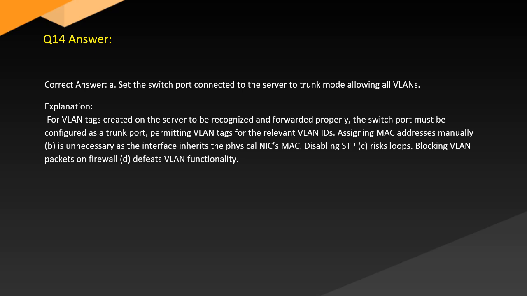Answer. Correct answer: A. Set the switch port connected to the server to trunk mode, allowing all VLANs. Explanation. For VLAN tags created on the server to be recognized and forwarded properly, the switch port must be configured as a trunk port, permitting VLAN tags for the relevant VLAN IDs.